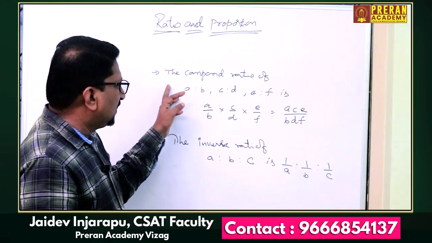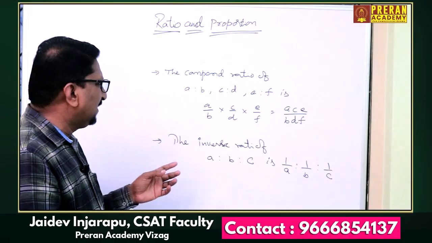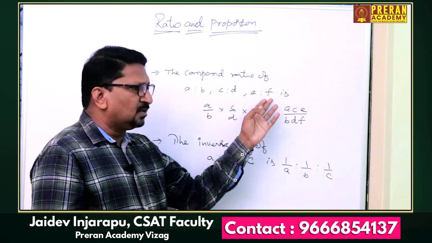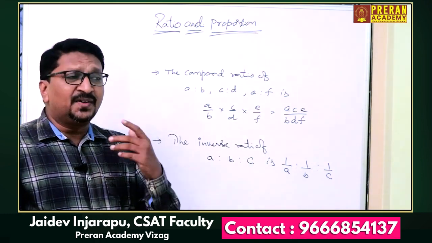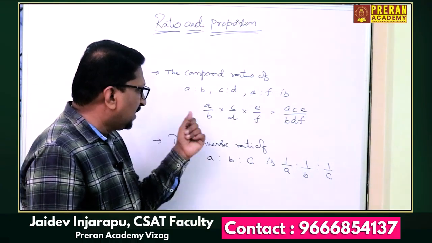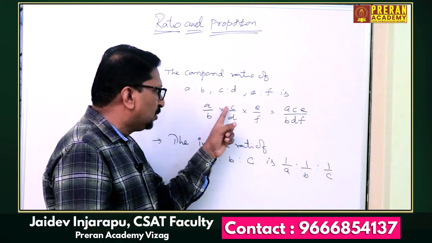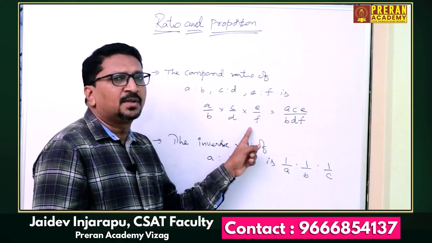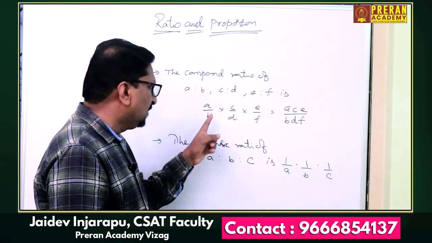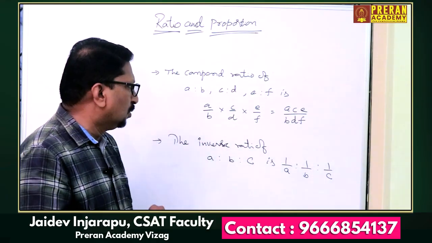Right friends, the next point is compound ratio. How can we define? What does it mean? Simply, A is to B is a ratio, C is to D is a ratio, E is to F is a ratio. If you want to find the compound ratio of all these three ratios, it is very easy. We have to find the product of numerators and then the product of denominators. So, A into C into E, ACE by B into D into F, BDF. This is called compound ratio.